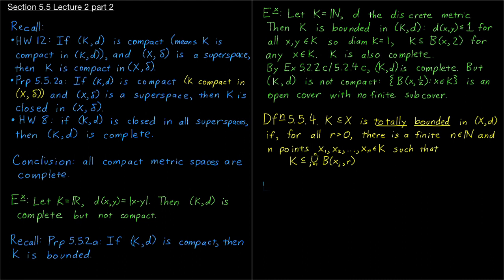And you'll prove, probably I'll make this an exam study problem, so this is exercise 5.5.4 in your book: if (K, d) is totally bounded, then it is bounded. But the converse is not true.